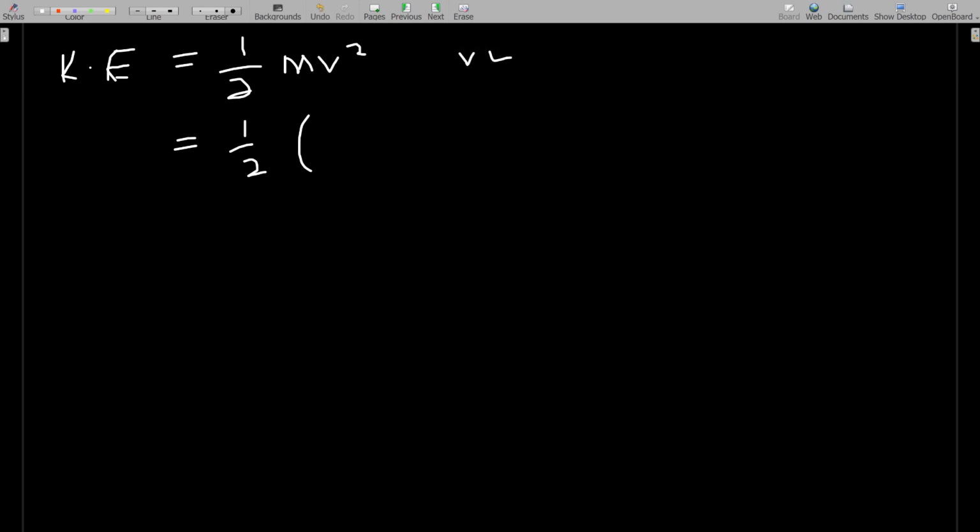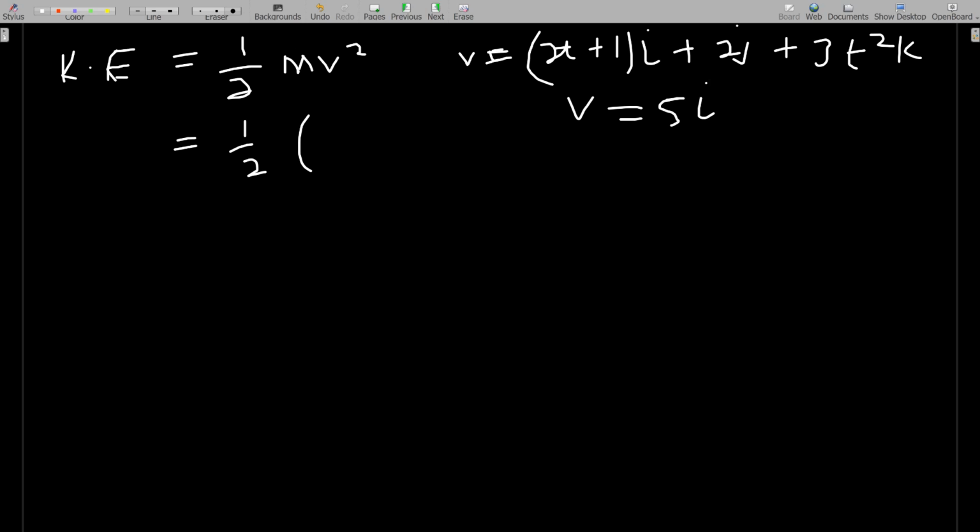Velocity is equal to, the velocity gave us (2t minus 1) i, plus 2j, plus 3t squared k. So at time t equals 2, v will be equal to 5i plus 2j plus 3 times 4, and that will give me 12k.